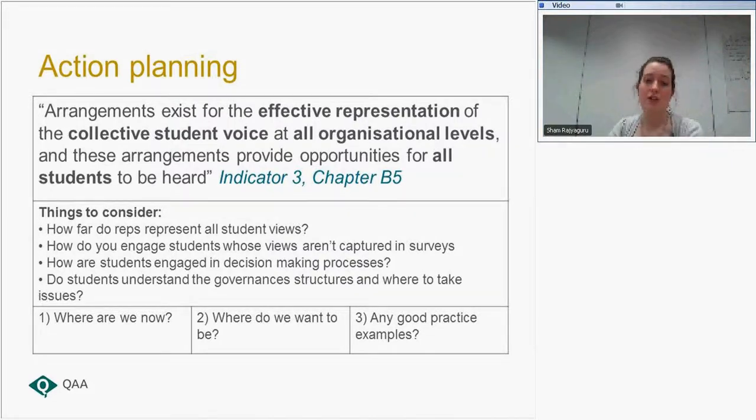How do you engage students whose views aren't captured in surveys? Big fan of the classic survey. I like to sit on surveys in a room and go, look how wonderful we are, and then that's the end of that. But how do you engage students who aren't confident enough to respond to surveys?